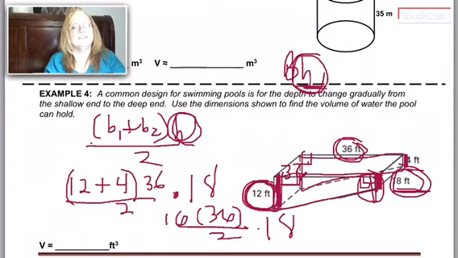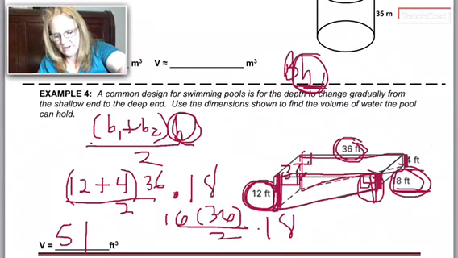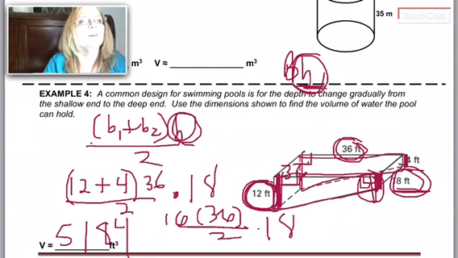So let's see. 36 times 8 is, I get 288 times 18. And that one is 5,184 cubic feet of water. A lot of water in a swimming pool.